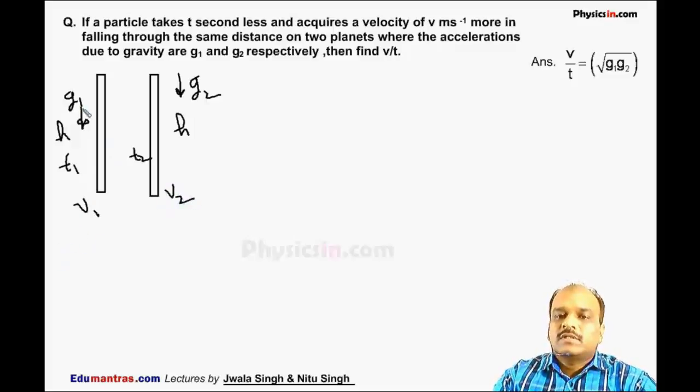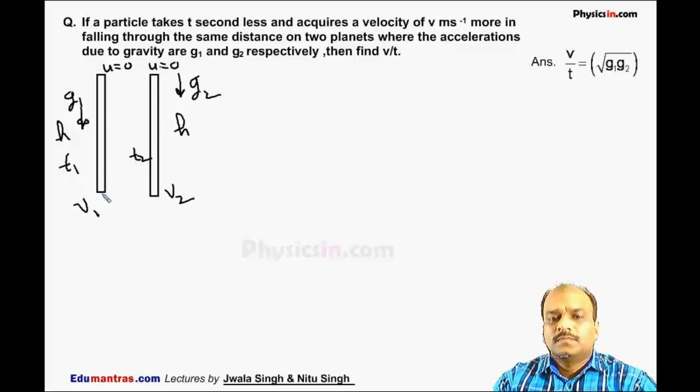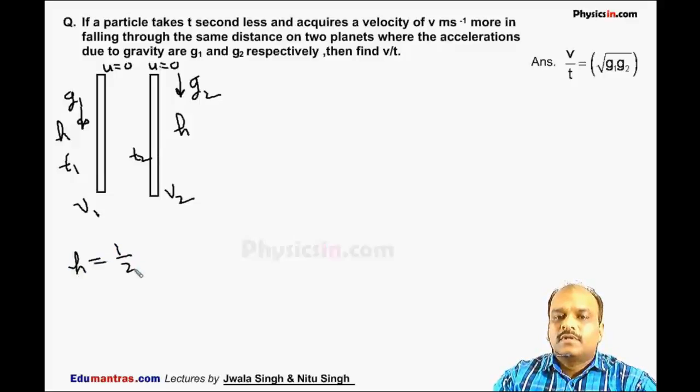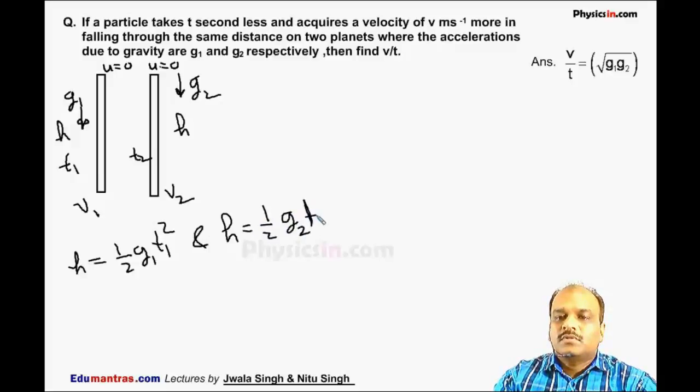Now, as it is given, the two heights are same and the initial speed of both is 0. So u here is 0, u here is also 0. Now, we can say h is equal to half into g1 into t1 square, and h is also equal to half g2 into t2 square. t1 and t2 are the times of fall on the two planets where acceleration is g1 and g2. Let's assume that g1 is greater than g2.